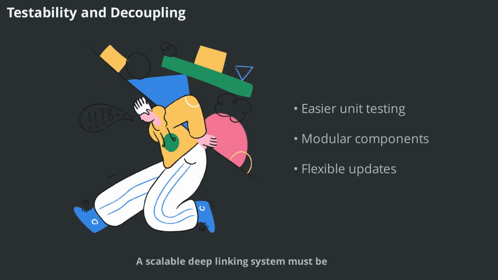A scalable deep linking system must be testable and decoupled from the Android framework. By separating parsing, validation, and navigation logic, you make it easier to write unit tests and maintain your code. Decoupling also allows you to update or replace individual components without affecting the entire system. This flexibility is key to building robust, long-lasting Android apps.